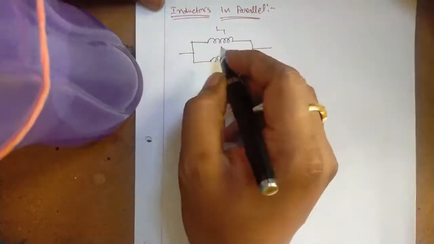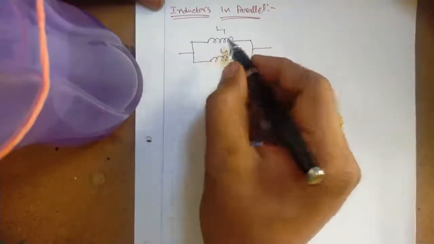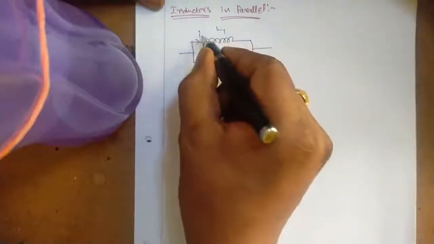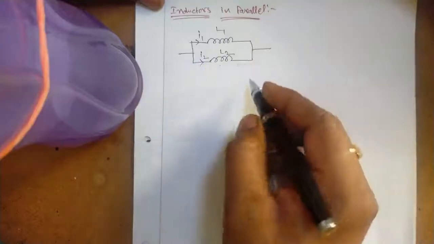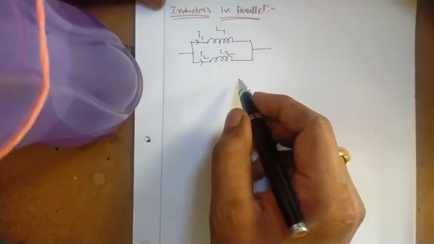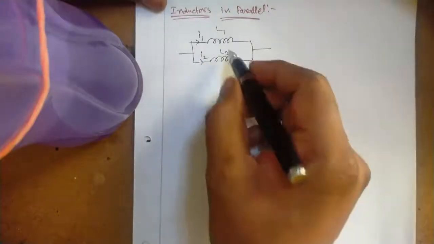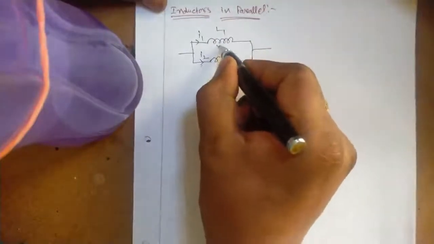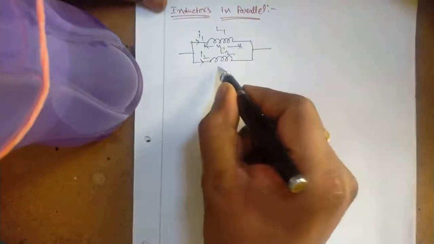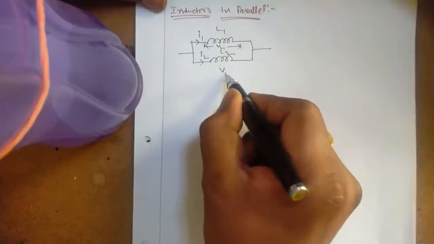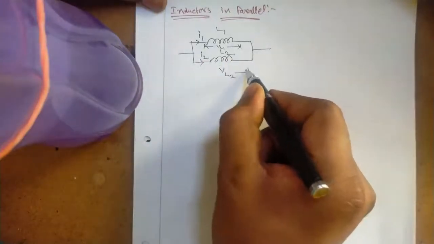Let the current passing through the inductor L1 be I1 and the current passing through the inductor L2 be I2. Next, the voltage across inductor L1 be VL1 and the voltage across inductor L2 will be VL2.